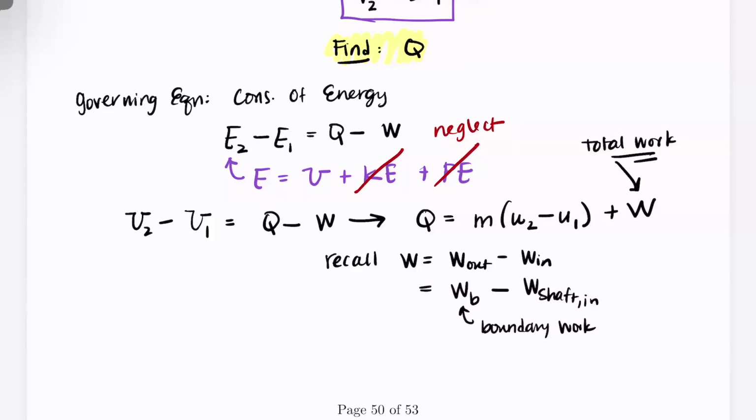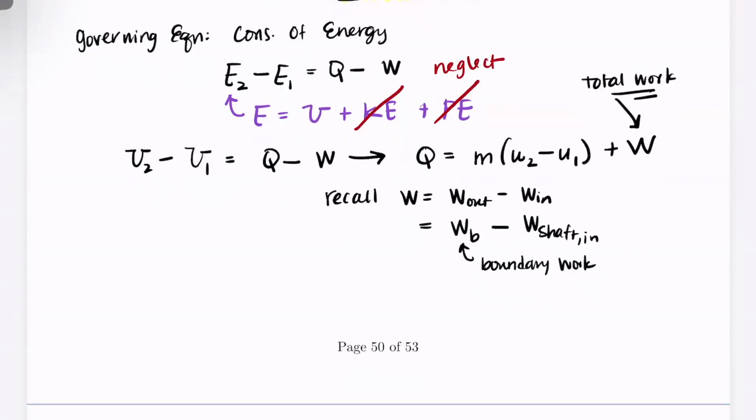Okay. All right, so our equation that we want to solve is that Q is equal to M times U2 minus U1 plus WB minus W shaft in. We're given the mass, so we know that, and we're given the shaft work in, so we know that as well. But we still need to hunt down U2 and U1 as well as the boundary work. Okay, so let's find U1 and U2 first.